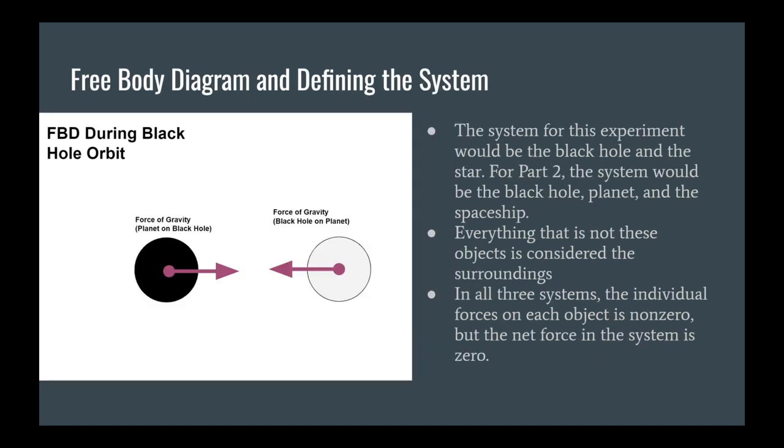So the free body diagram in the system for this experiment would be the black hole and the star. For part 2, this would be the black hole, planet, and the spaceship. Everything that is not considered these objects is the surroundings. In all three systems, the individual forces on each object are non-zero, but the net force in the system is 0.